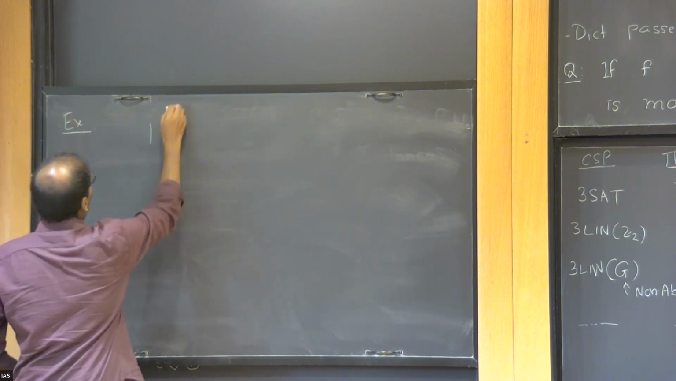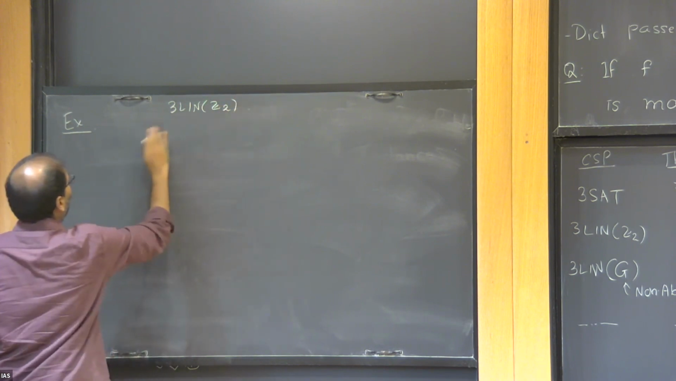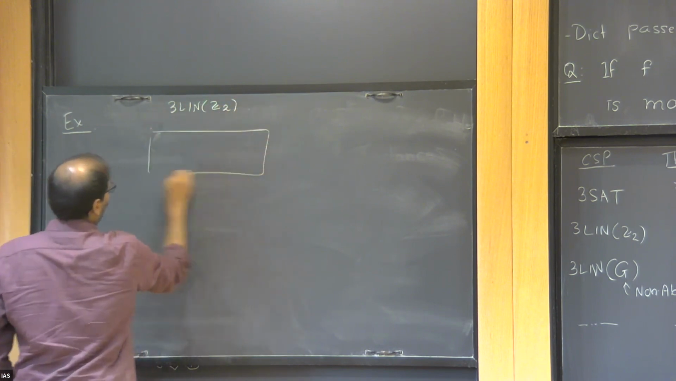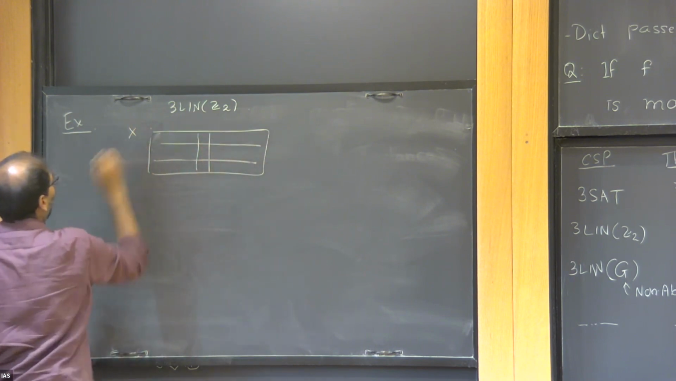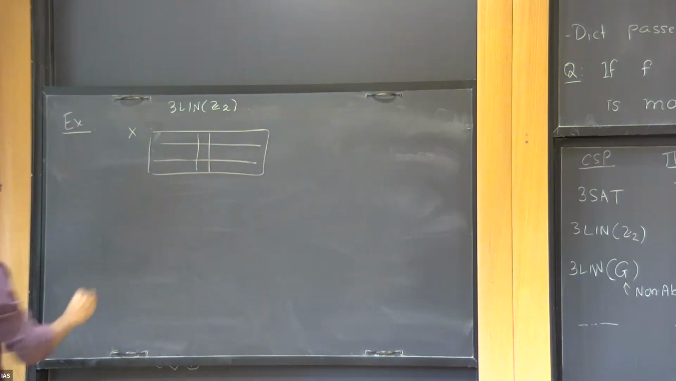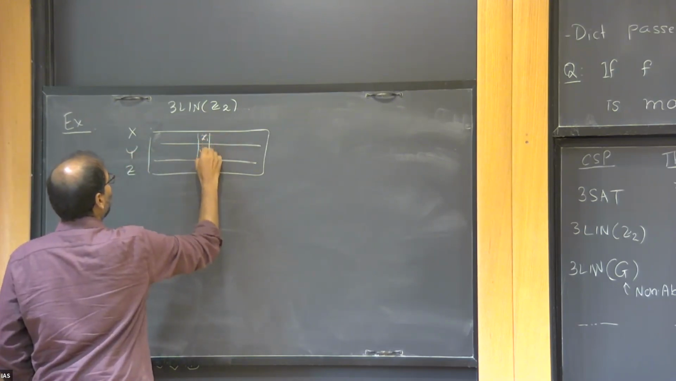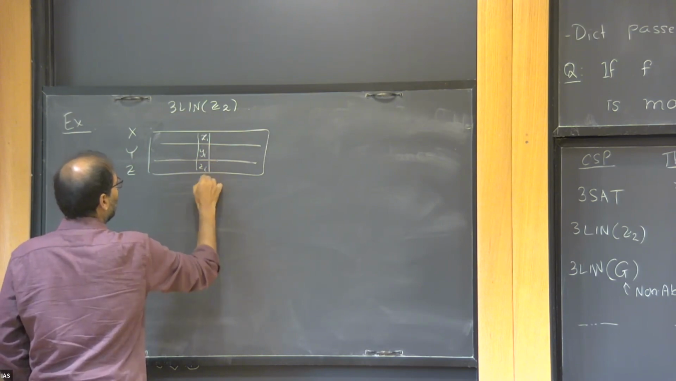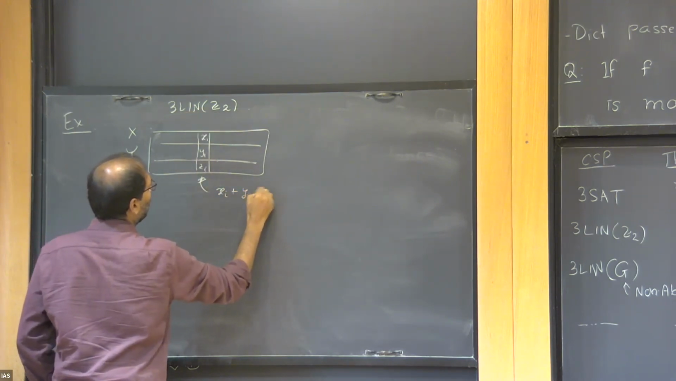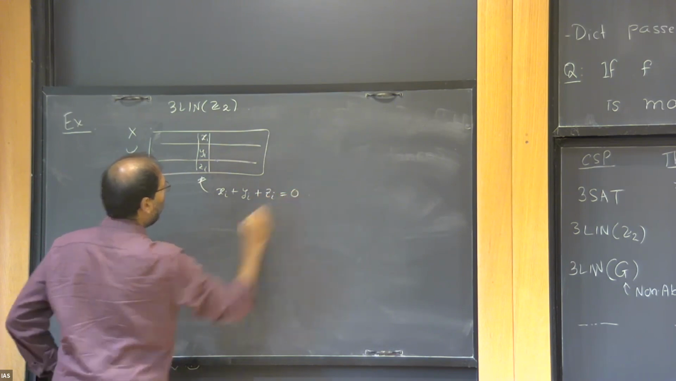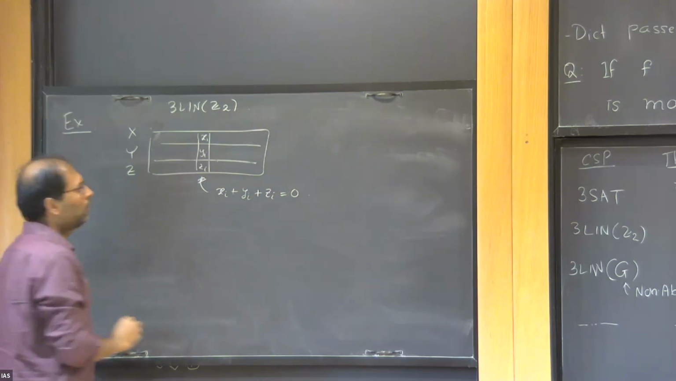So let's take our predicate 3-LIN over Z2. We'll come back to this. This example we already saw before. Suppose I pick 3 inputs, X, Y, Z, such that each column is a satisfying assignment. Now, this is the predicate 3-LIN, so each column is Xi plus Yi plus Zi equals 0 mod 2.